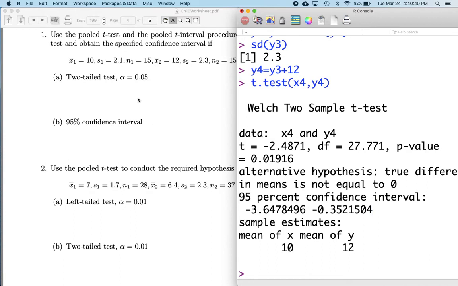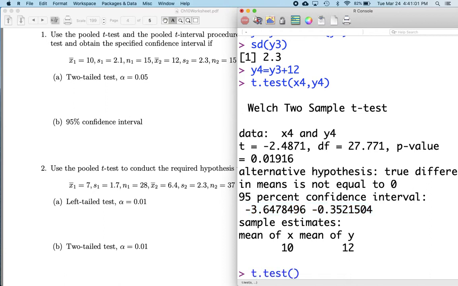So this was our two-tailed test. We rejected the null hypothesis, and our 95% confidence interval was from negative 3.64 to negative 0.352. And we can do the same for number 2.